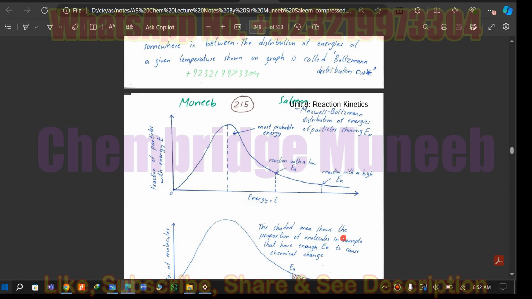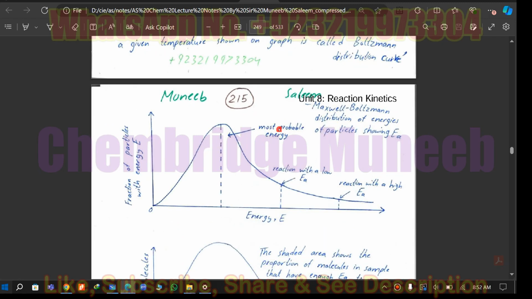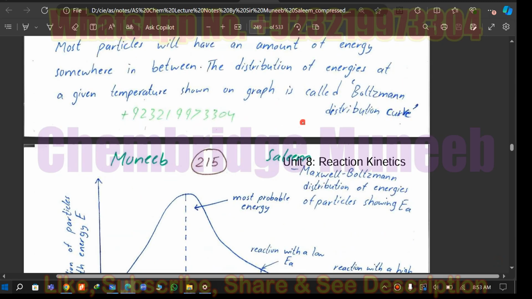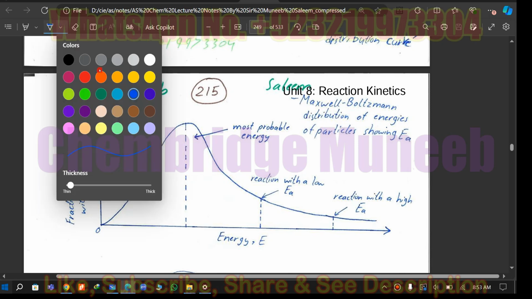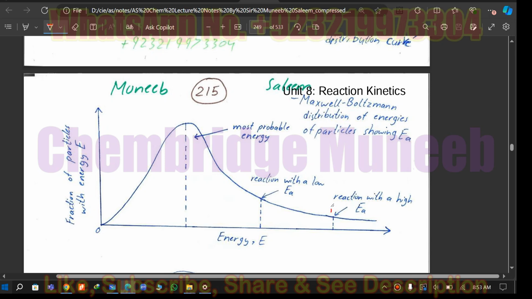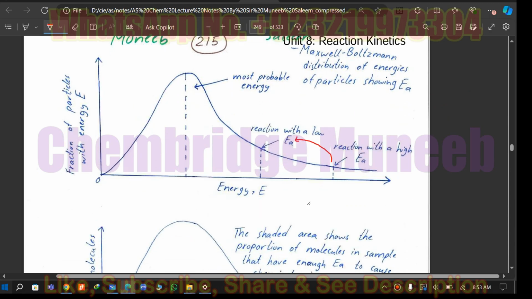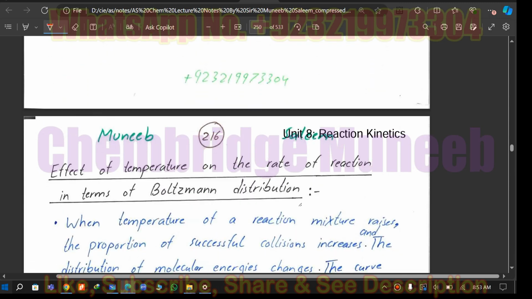You can have an idea of the Boltzmann distribution curve from my notes. These are my notes. If any student is interested, he or she can also contact me for these notes written by me. You can see here that we have this distribution curve where the reaction with a high activation is given here and with low activation is given here, and this activation is changed on the presence or the absence of the catalyst. When we put the catalyst, then the activation energy shifts toward the left side, and if we do not have catalyst, it is on the right side, as we can see in this graph as well.